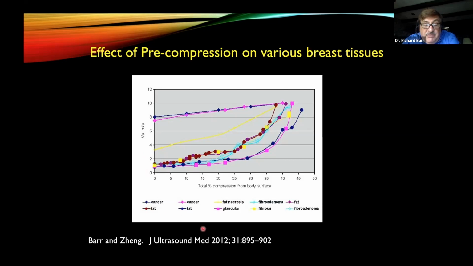And this is a study that we published some time ago where we looked at all the different tissues or pathologies that we can find in breast. And you'll notice this is increasing pressure. So I'm putting pressure with the transducer. I'm pushing on the transducer. And you'll notice that the shear wave speeds all increase as I increase the pressure. And benign lesions will eventually become as stiff as cancers if you apply enough pressure. And you'll notice that if you're using cutoff values, depending on the amount of pressure you put, your cutoff values are going to be different.